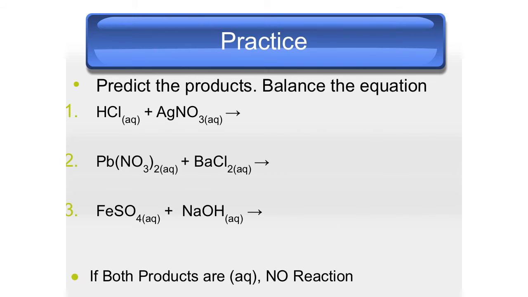So let's look at a couple examples. That'll maybe make it a little bit easier. So first thing we're going to do is we are going to switch our ions. Outside ions go together, form a new compound. Inside ions go together, form a new compound. And we need to use our charges to see what they should be. So if we look, hydrogen and nitrate should go together, and chlorine and silver should go together.